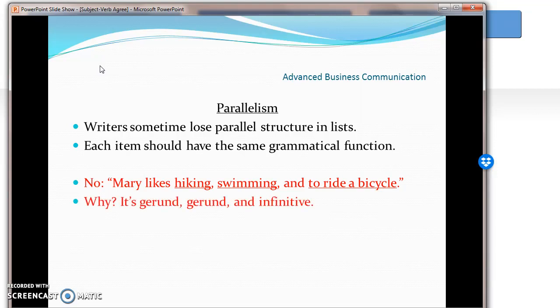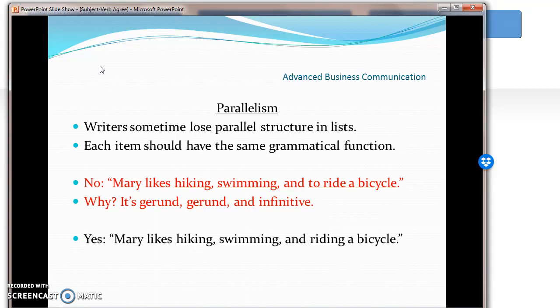Y'all see how that last element of the list there isn't parallel? Why? Well, grammatically, what you've got is a gerund, and then an infinitive. And remember, a gerund is an ing form of the verb that's acting as a noun. It's a noun form of the verb. So hiking is a gerund, swimming is a gerund, but to ride a bicycle obviously sticks out. It's a different construction. So how do we fix it? We make them all gerunds. Mary likes hiking, swimming, and riding a bicycle.